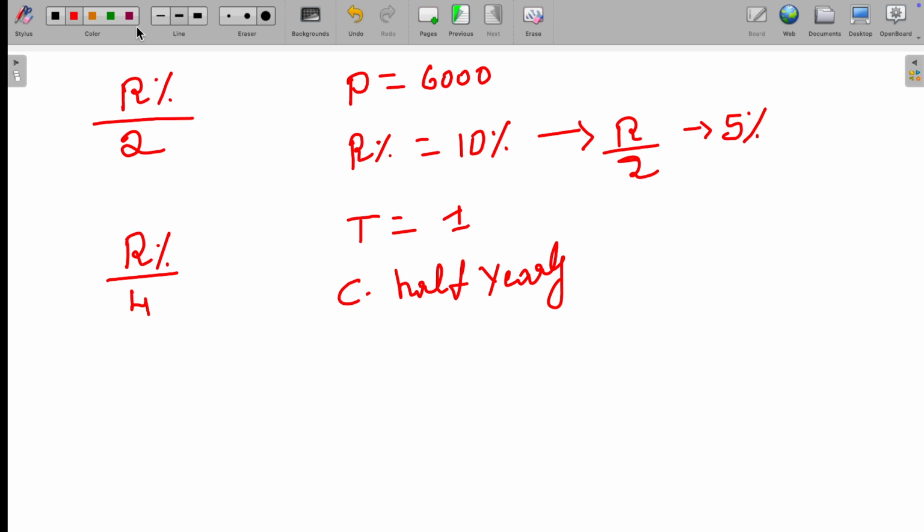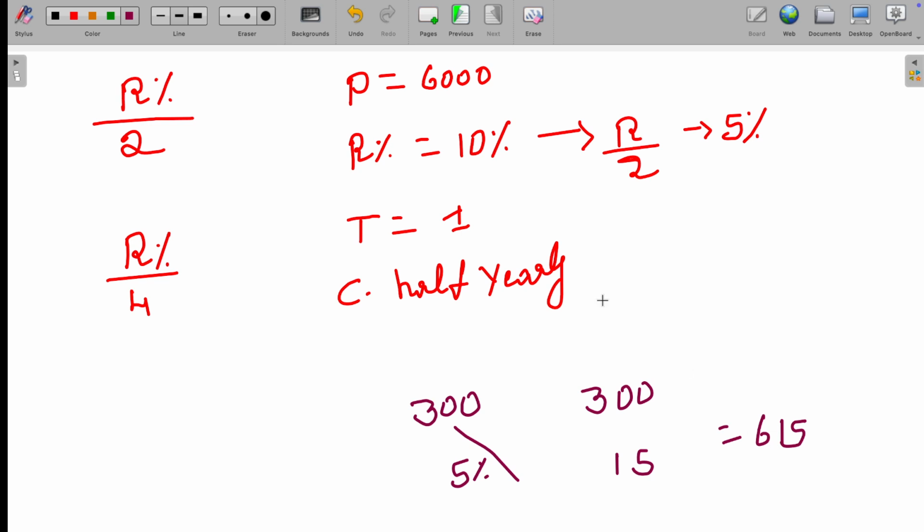Now, how many trees do we have to write? For every half year we write 1 tree. The question is for 1 year, so we write 2 trees, because we are calculating half yearly. In the previous question we were calculating yearly. So 5% of 6,000 is 300 rupees for the first half year. Second half year: 300 rupees plus 5% of 300, which is 15 rupees. So your final answer will be 615 rupees.